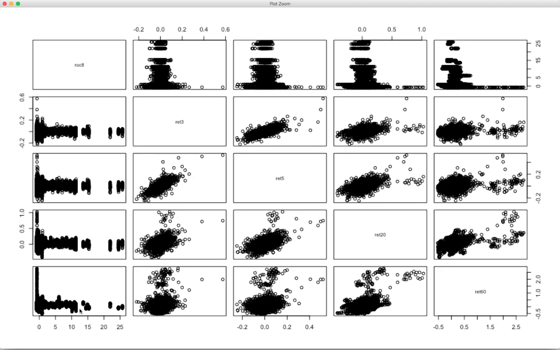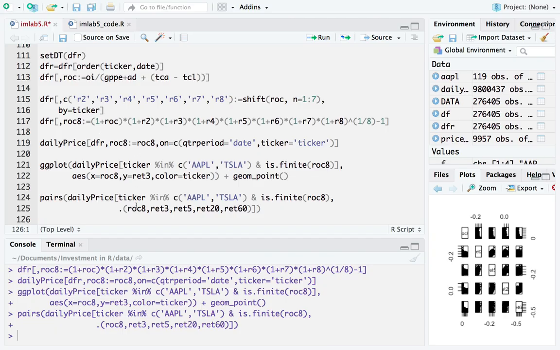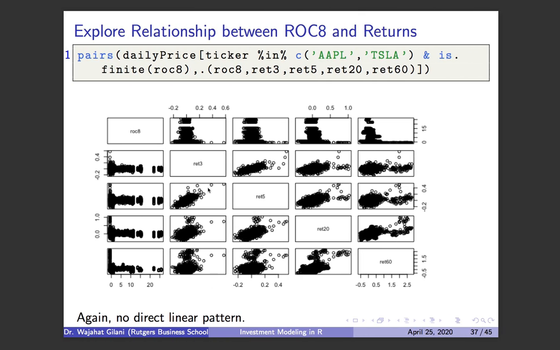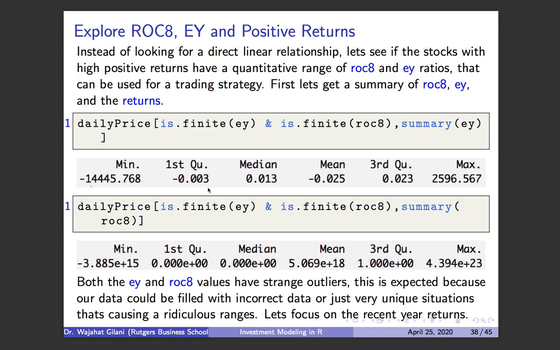All right, but nevertheless, we will attempt to create some sort of strategy using ROC and earnings yield, or see if we can create some sort of coherent strategy just off these two ratios. So here, there's no direct linear relationship, which is unfortunate, but we kind of knew it wasn't going to be that easy. All right. Now let's explore ROC8, earnings yield, and positive returns all together. Let's check out what's going on over here in a little more depth.